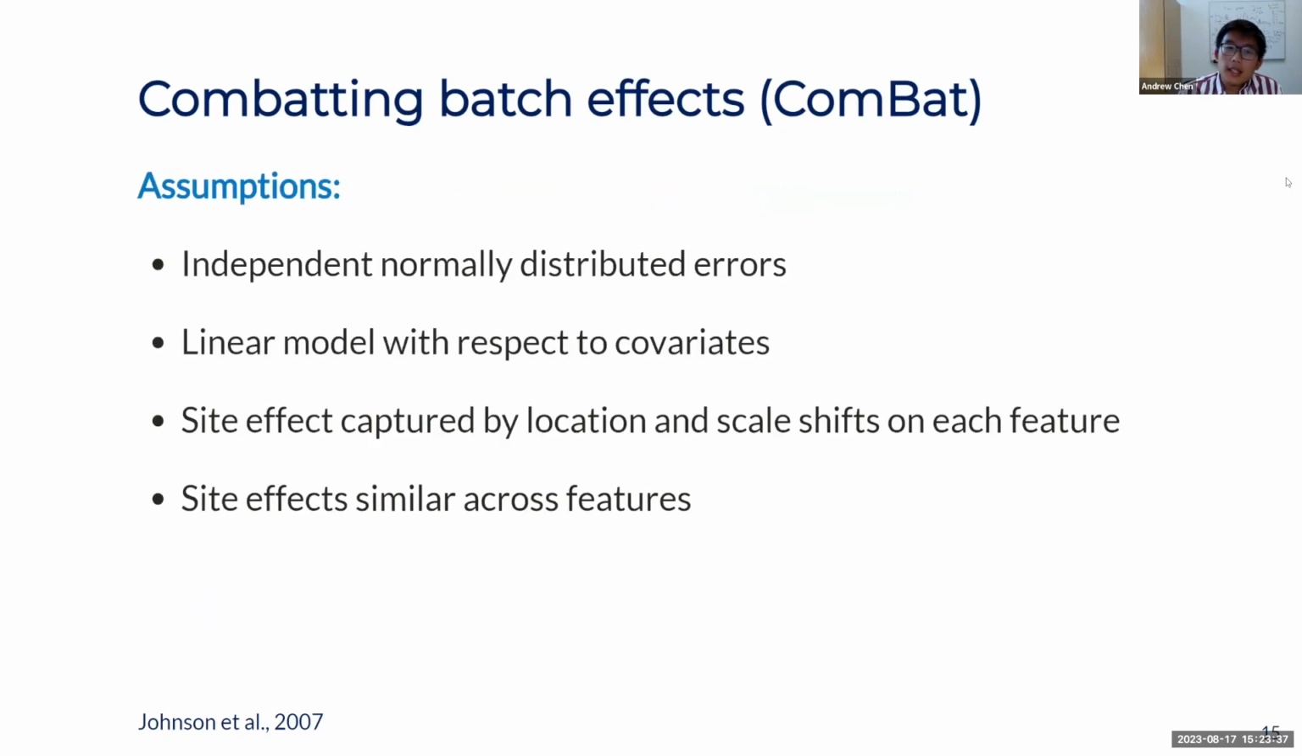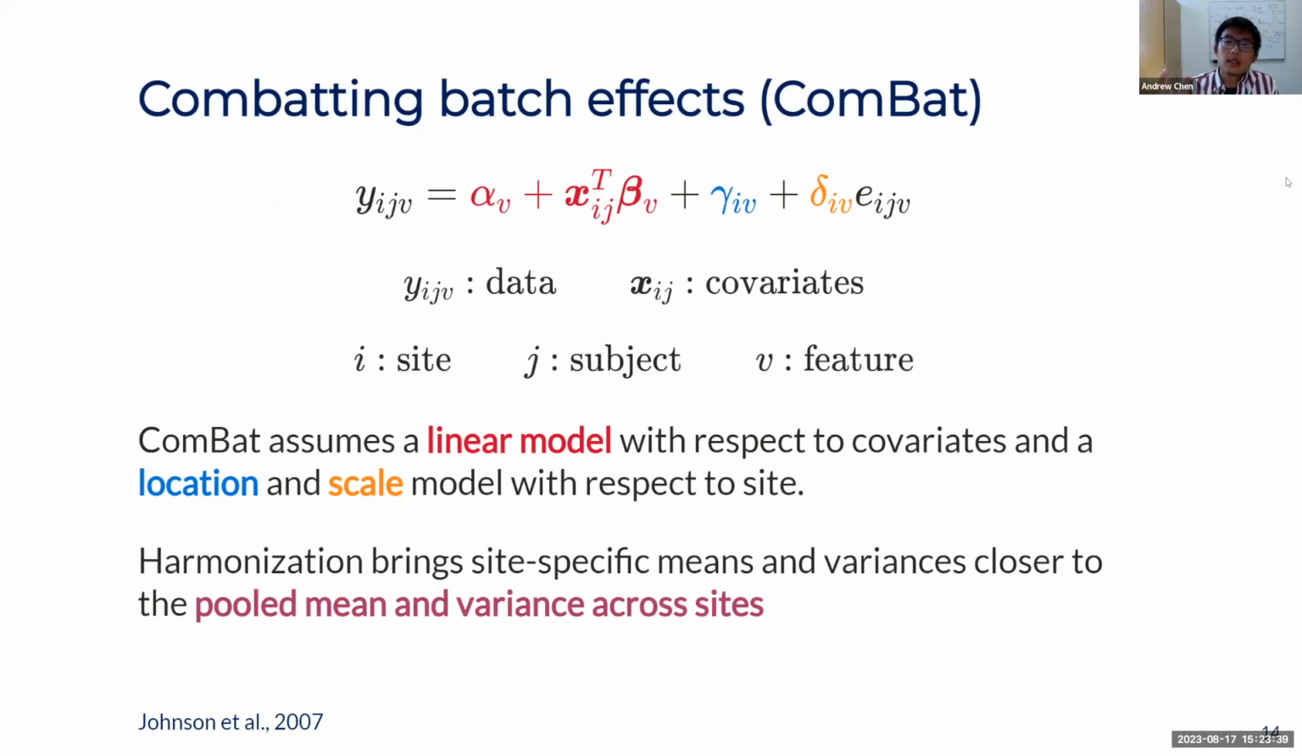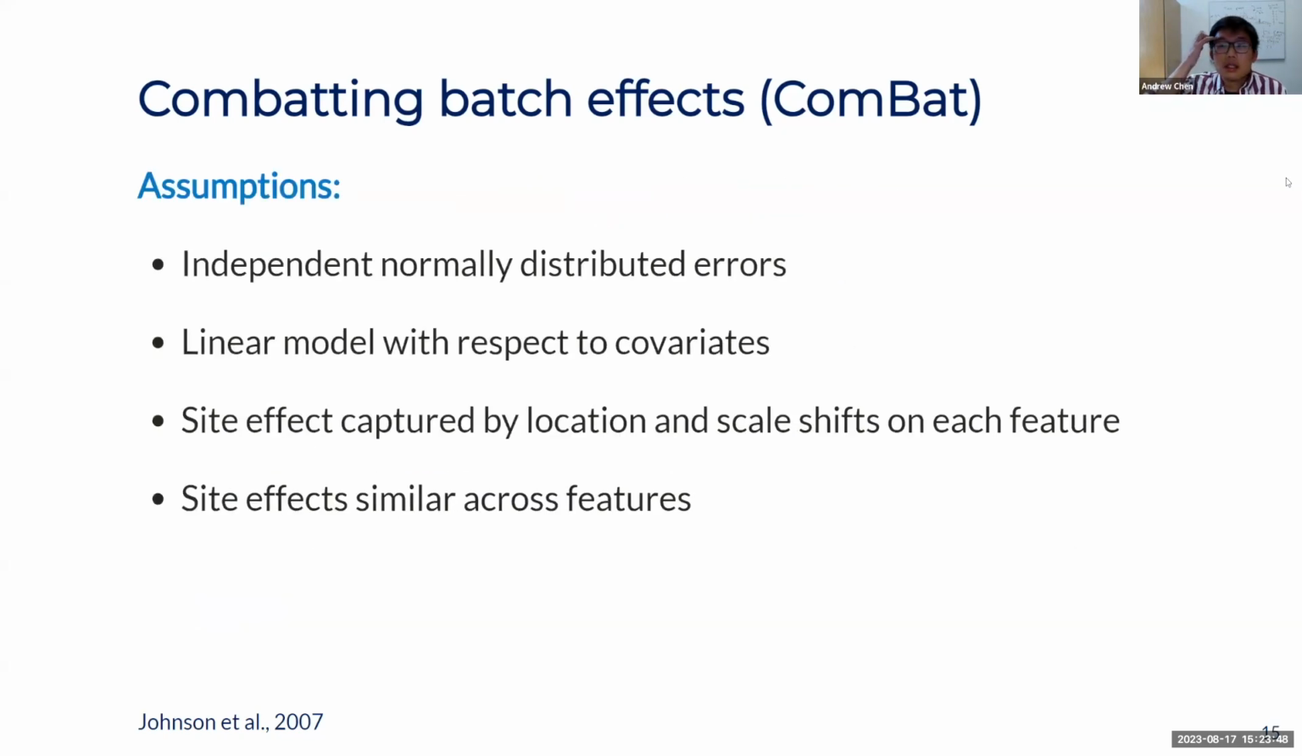And the way that ComBat estimates these parameters is quite straightforward. It uses a linear model and a location-scale model in order to estimate the site effect parameters. So the assumptions in the ComBat model are, first of all, that the errors are normally distributed. This is using standard linear models. It's assuming the linear model with respect to covariates, and it's assuming that the site effects are captured by location and scale shifts on each feature individually. While it is borrowing information across the features, it's assuming that the site effect is specific to each feature, and it's just the location and scale of each of those features.